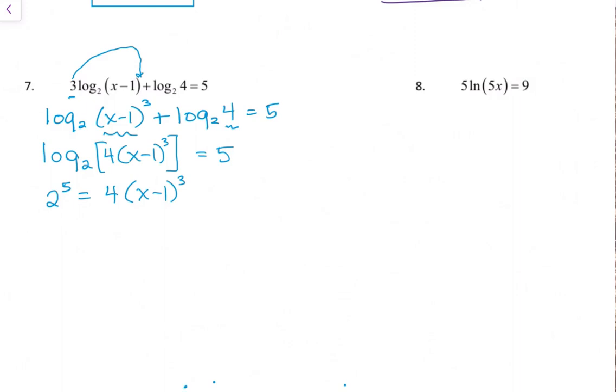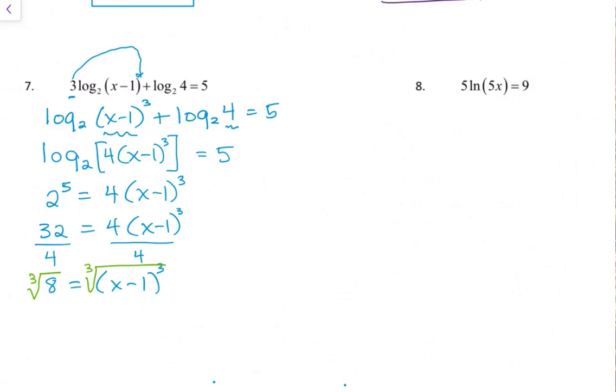So 2 to the 5th power is 32. And now I mentioned getting rid of that 4, and I can do that because it's being multiplied by the (x minus 1) cubed. So I can just divide it out from both sides. And then I want to get rid of that cube. And of course, I can get rid of an exponent by taking the equivalent root. So to get rid of that cube, I'm going to take the cube root of both sides.